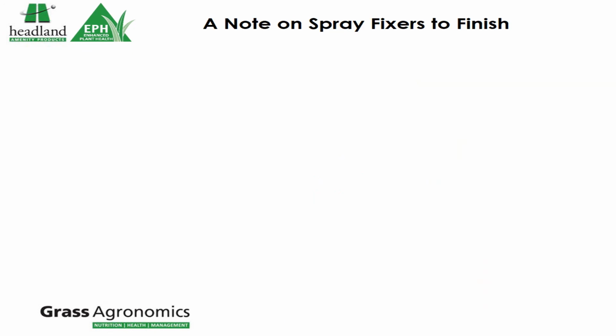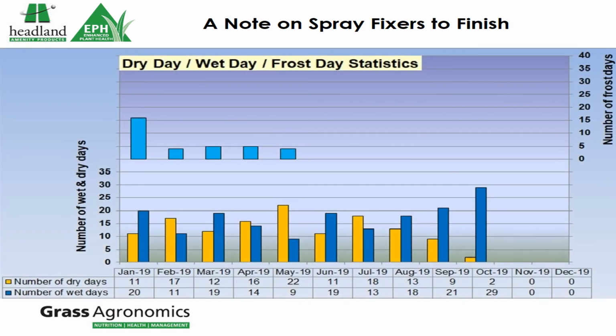So the last point I'd make is about exactly that. Headland Amenity's weather tracking file can identify how many wet days, dry days and frost days that you have just by inputting some simple data. Again, a link to this will appear at the end and in the description below.